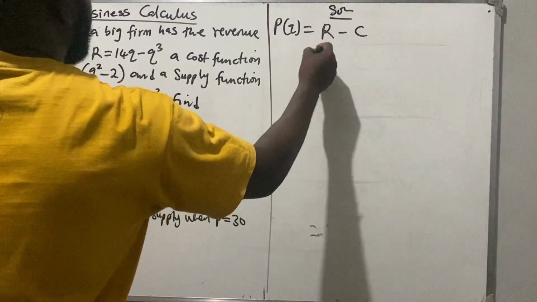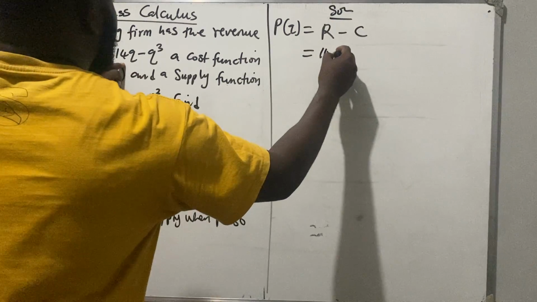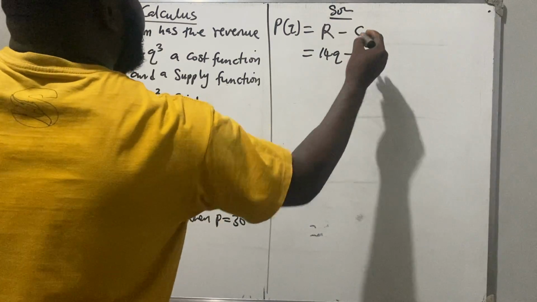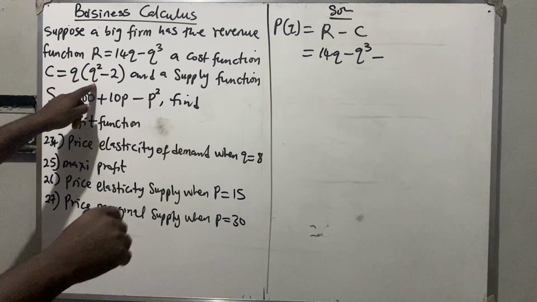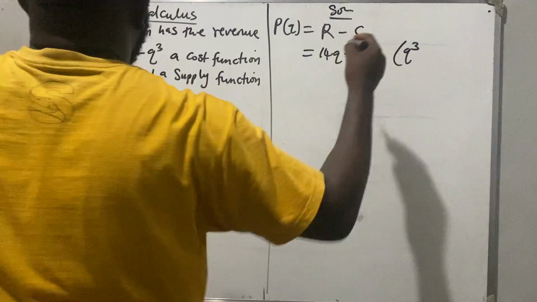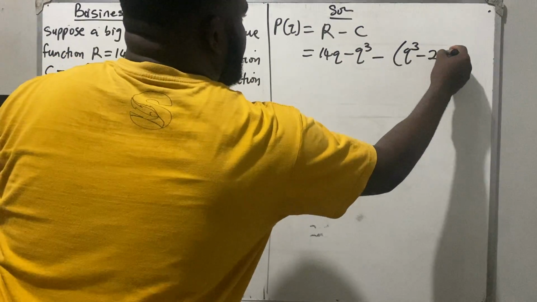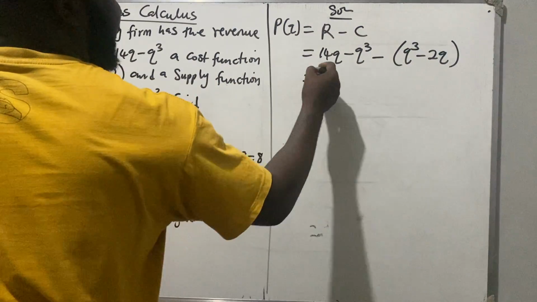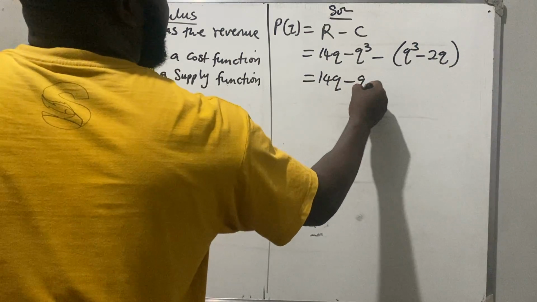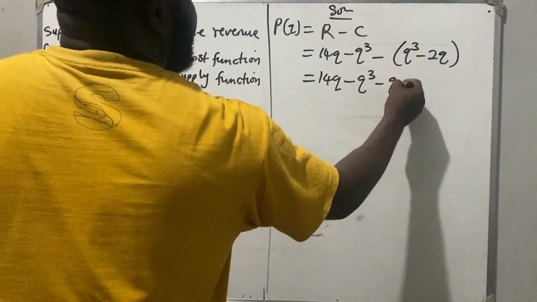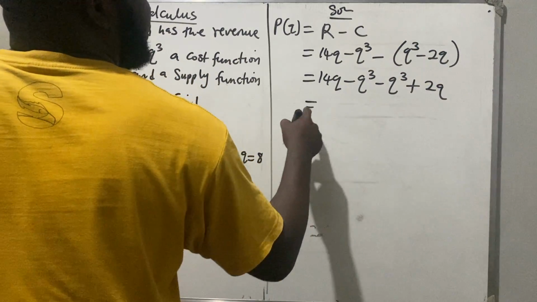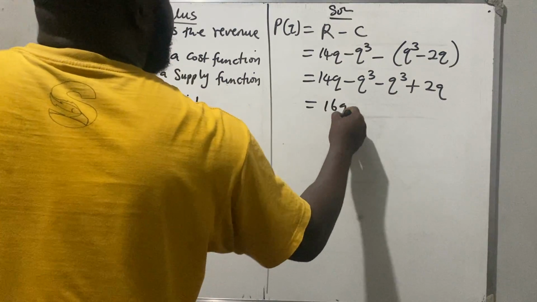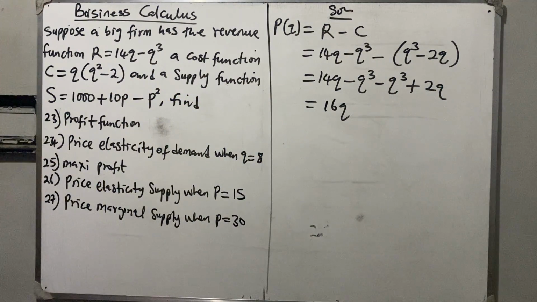Revenue minus cost. So the revenue here gave us 14q minus q cubed, minus the cost. The cost function is this: q times q squared to give you q cubed, q times minus 2 to give you minus 2q. So if I open the bracket, I'm having 14q minus q cubed. This again will give you another minus q cubed. This will now give you plus 2q. So this and this is gone. I am left with 14q plus 2q, which will give you 16q. Okay? So that is our profit function. As simple as that.